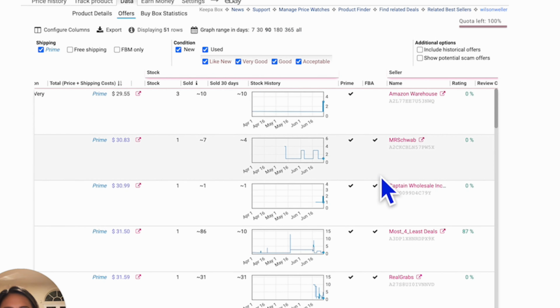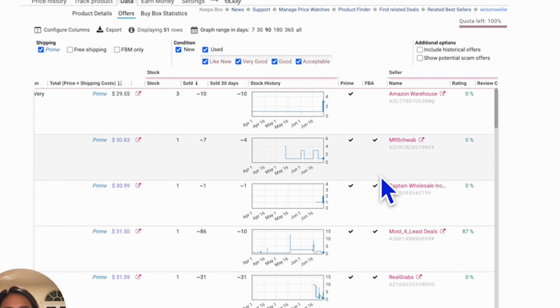And then we can also see, look, in the last 30 days, this person sold 4. And this is where you're going to be able to see that the average amount of sales that this product is getting could be pretty near this number, which is 730. This is the average selling price.